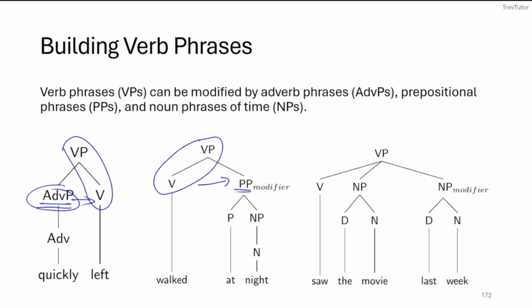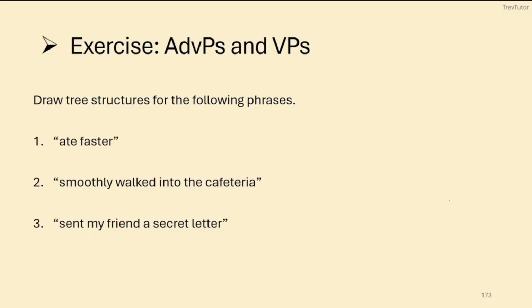If you have a transitive verb, you can still add modifiers to it. So saw the movie, this is going to be a verb phrase. The noun phrase is the direct object, it's a complement, but then we also can attach a modifier noun phrase like last week, where last is a determiner and week is a noun. So let's see if we can draw structures for these phrases: ate faster, smoothly walked into the cafeteria, and sent my friend a secret letter.